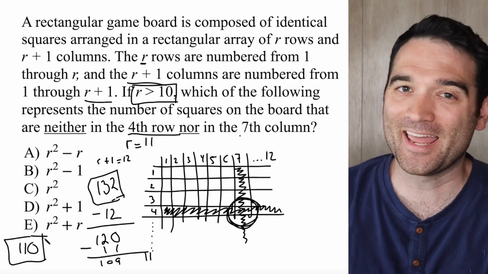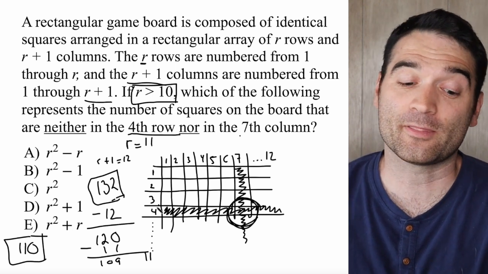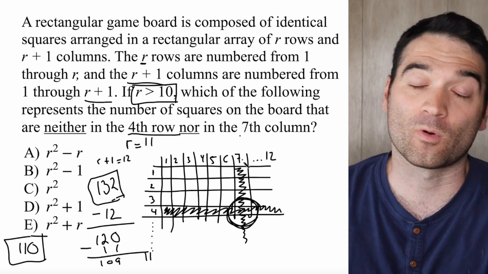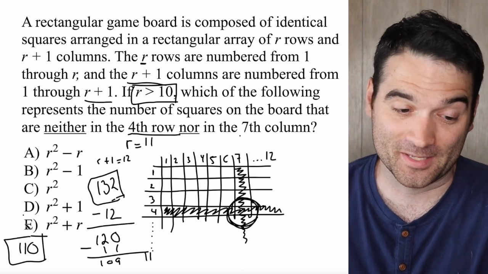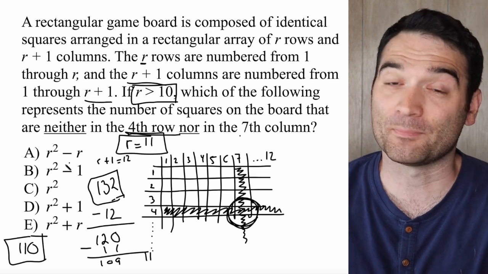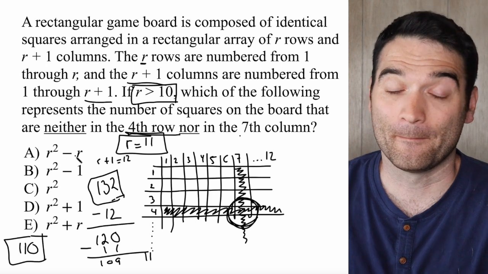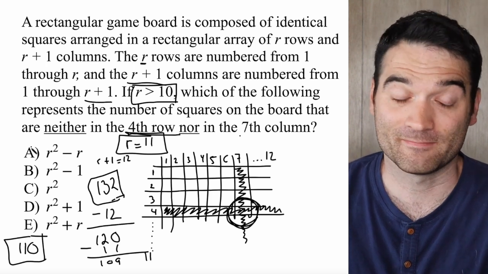So 110 is the number of cells in this particular example that are neither in row 4 nor column 7. How does this relate to the answer options? Well, let's take what we picked for R. Remember, we said R was 11 and plug it in here. R squared is 121 minus 11. That's 110. That works.